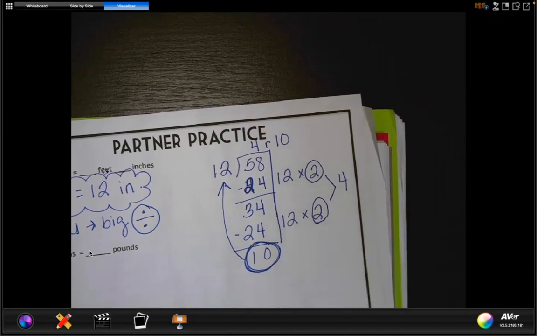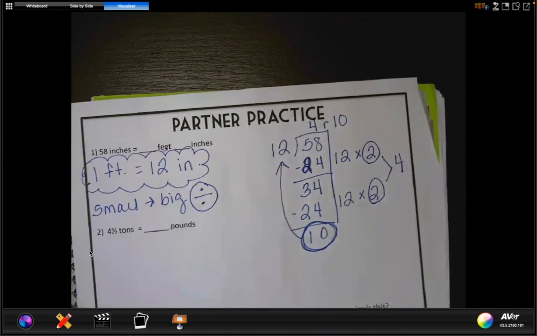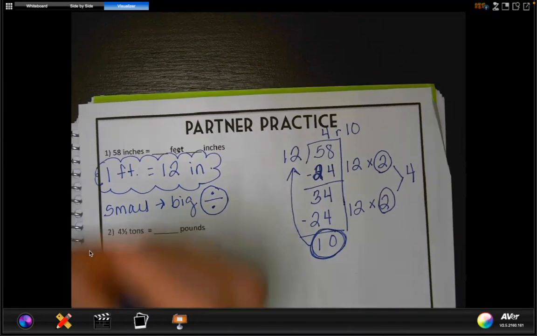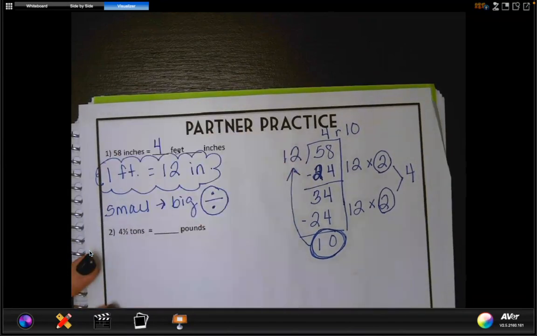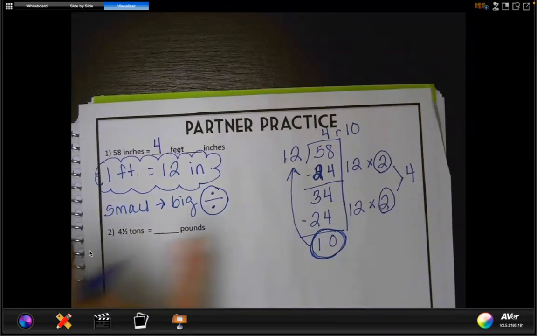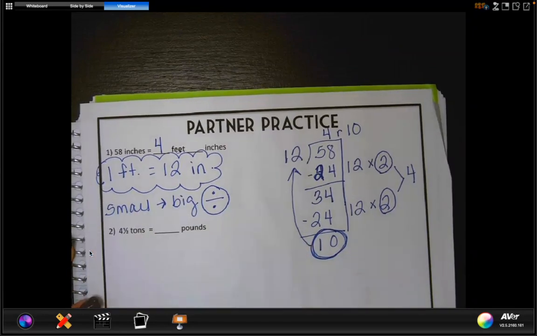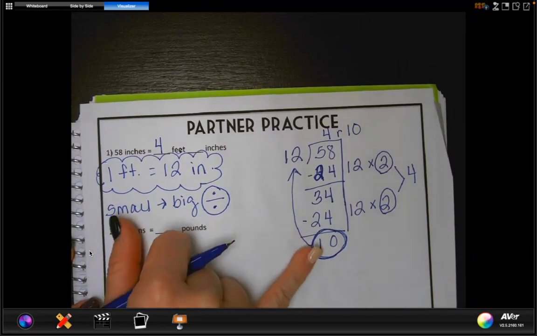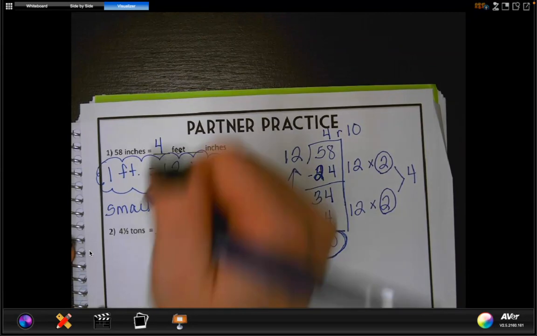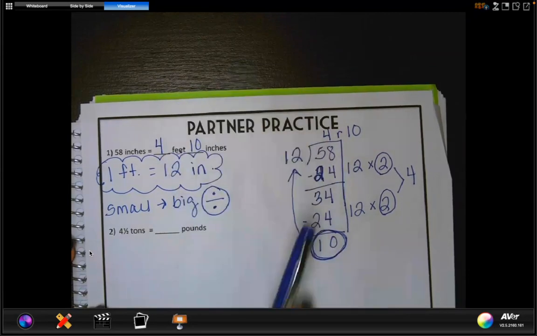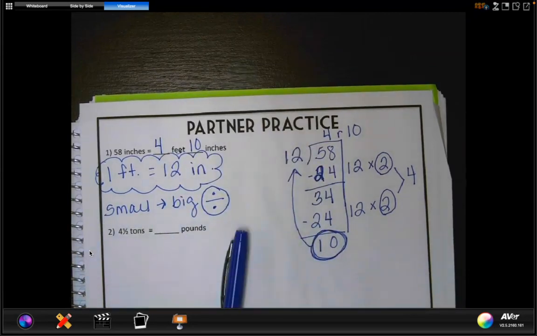So then what's going to be the answer to number one? 58 inches. That's going to be equal to 4 whole feet. But then I had some inches left over, right? I had some inches left over that weren't enough to make another foot. And that was 10 inches left over. So 58 inches is 4 feet and 10 inches.